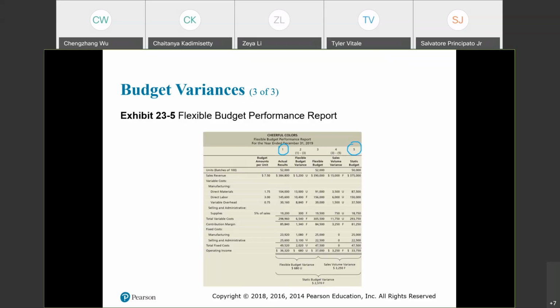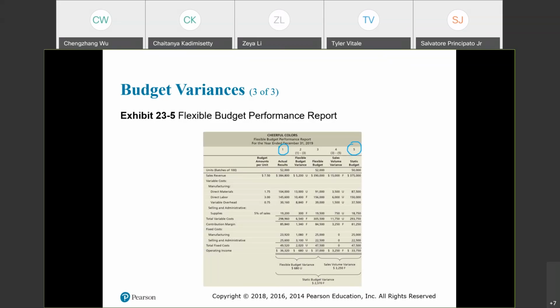Column 2 is the flexible budget variance and shows the operating income is $680 less than the company's expectation of 52,000 batches of crayon sales. Managers want to know why operating income did not match the flexible budget.